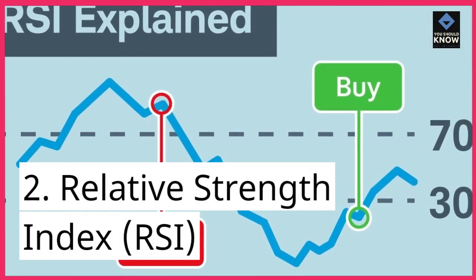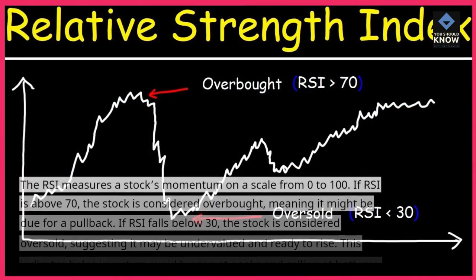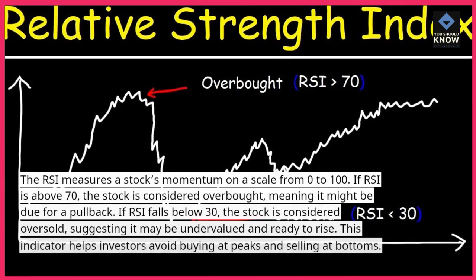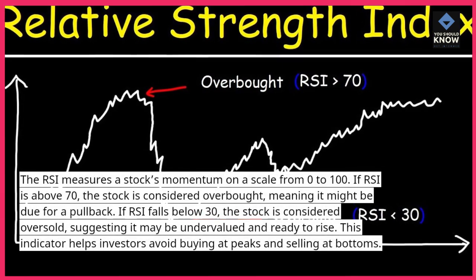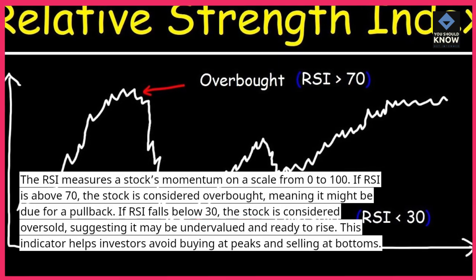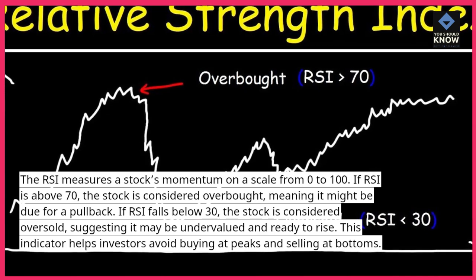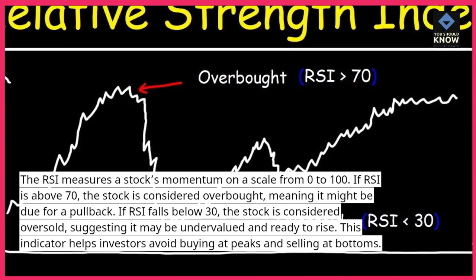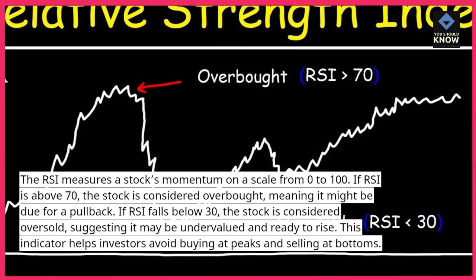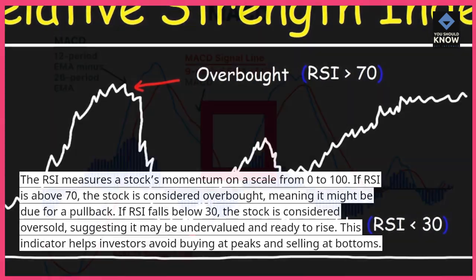2. Relative Strength Index, RSI. The RSI measures a stock's momentum on a scale from 0 to 100. If RSI is above 70, the stock is considered overbought, meaning it might be due for a pullback. If RSI falls below 30, the stock is considered oversold, suggesting it may be undervalued and ready to rise. This indicator helps investors avoid buying at peaks and selling at bottoms.